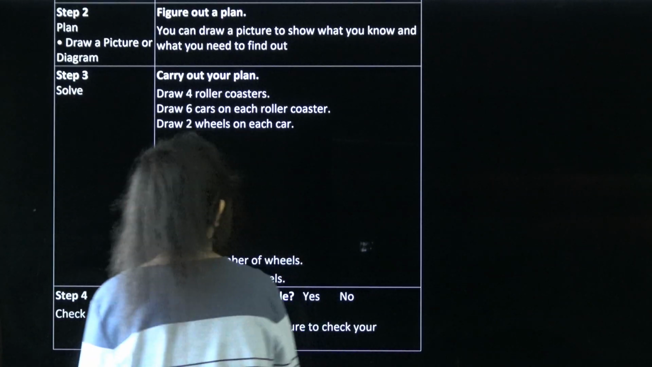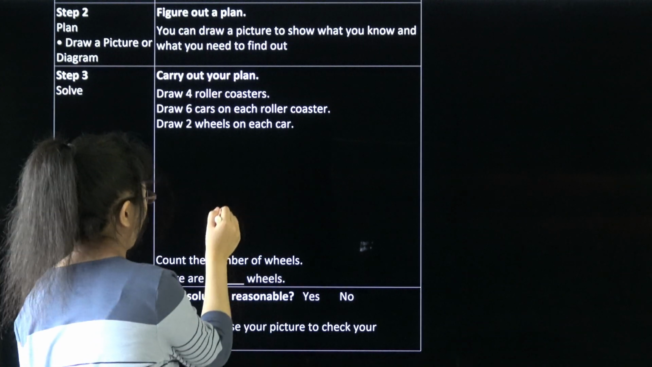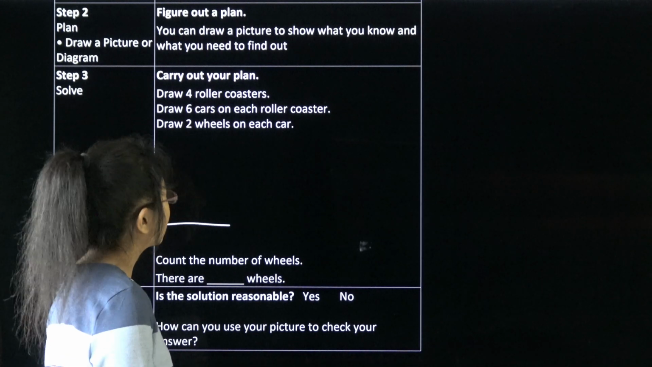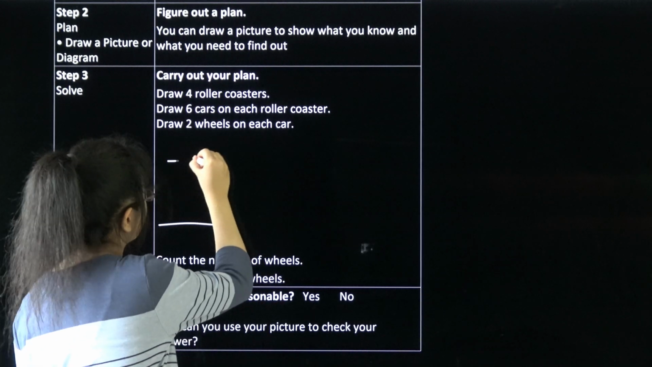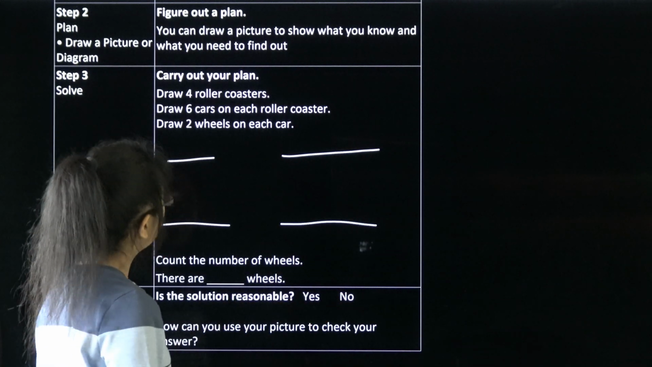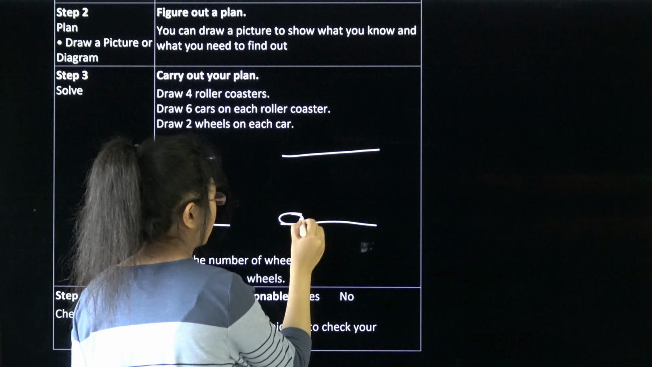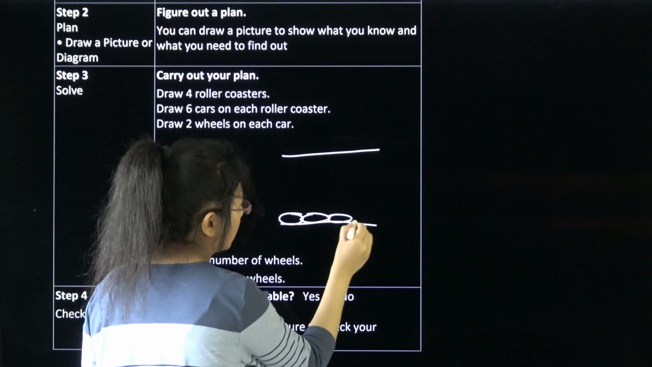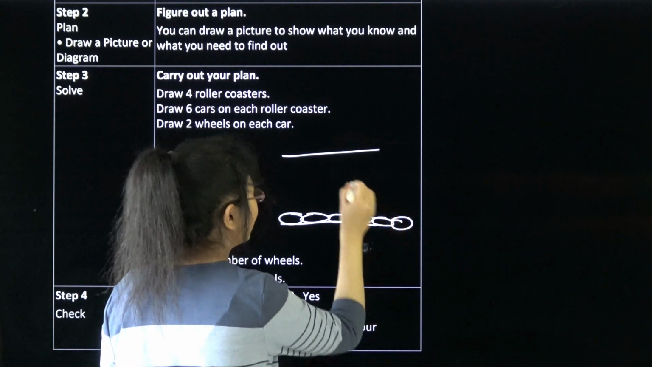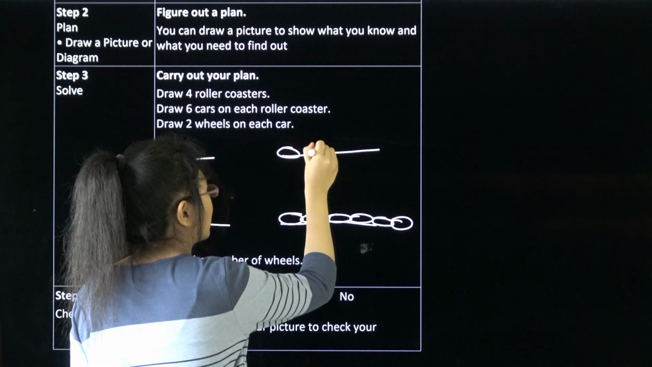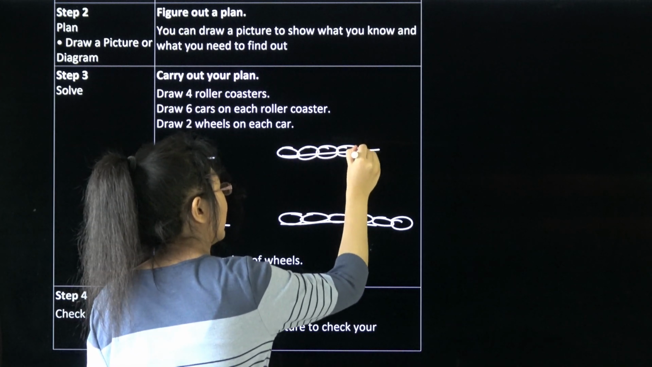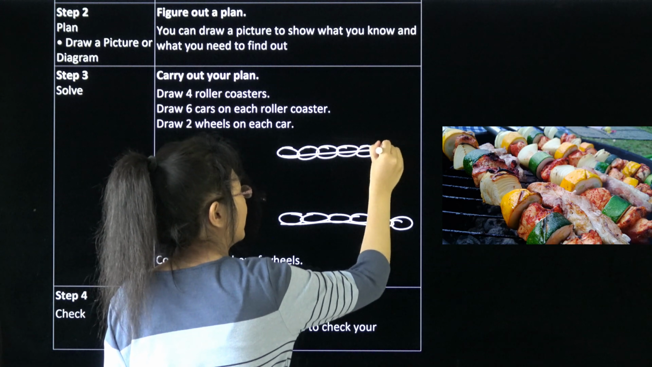So we draw 4 roller coasters. I'm not going to draw 4 proper roller coasters. So here's what I'm going to call a roller coaster. It looks very depressing, I'm aware. Draw 6 cars on each roller coaster. Oh no, this looks like a caterpillar now. Oops! But it's okay, you don't need super duper drawing skills for this. You don't even need to have proper drawings. Oh, that looks like a shish kebab.